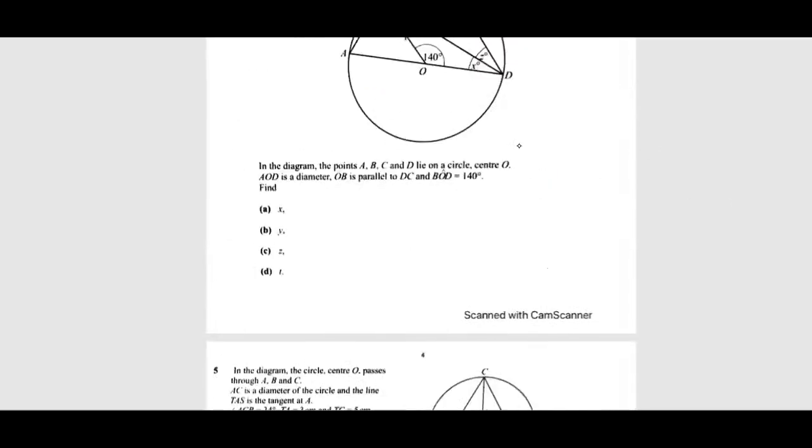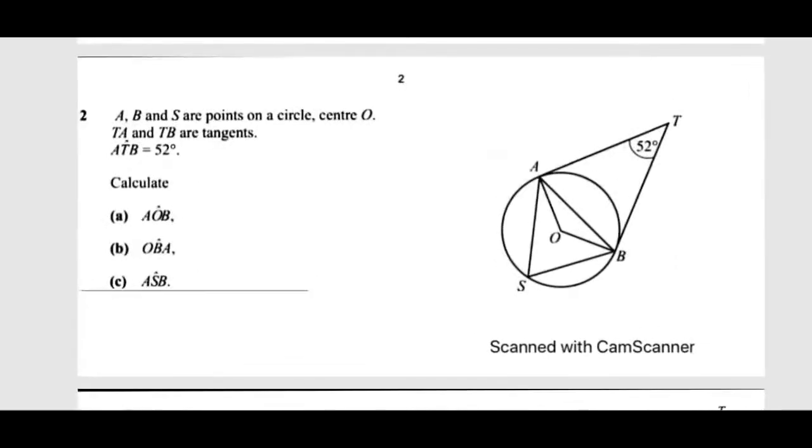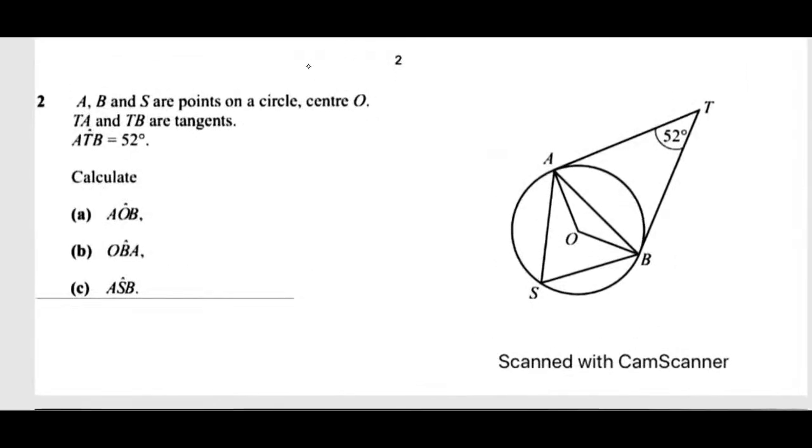Okay, here's the question. This is the second question. A, B, and S are points on a circle. Center is O. TA and TB are tangents. Now, this is an extremely important piece of information because we can think about that kite theorem which we discussed yesterday. ATB is 52 degrees, and we need to find the angle AOB.